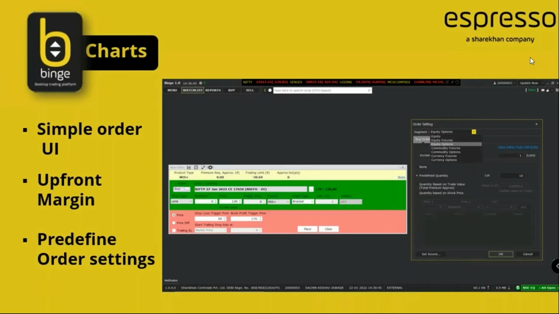Predefined order setting is about setting your order details once and using that while placing every order. By doing this, the user can control the risk involved in trading. The user can set order type, product type, buy, sell, stop loss trigger, and book profit.